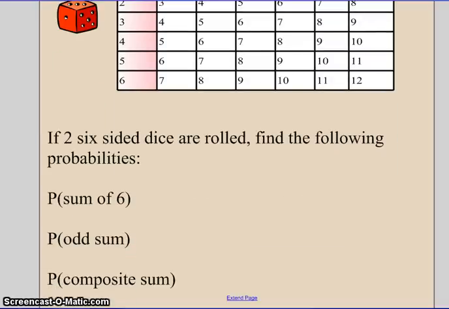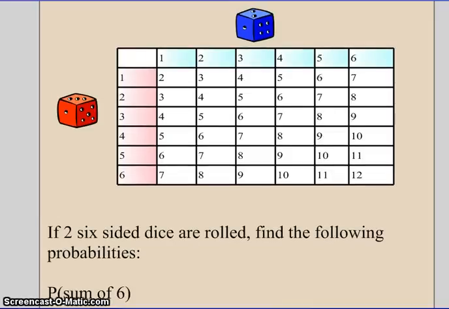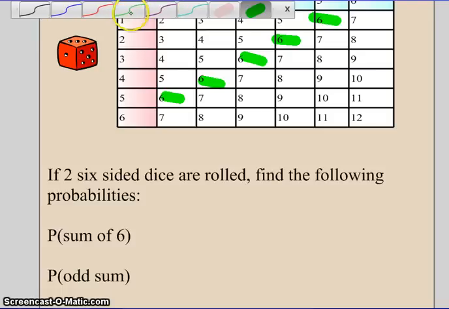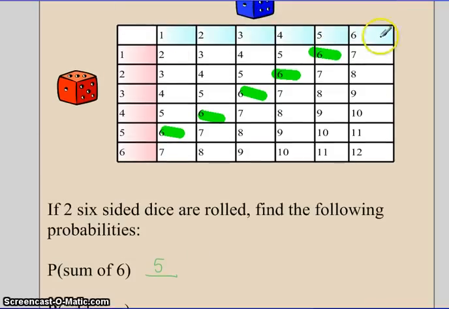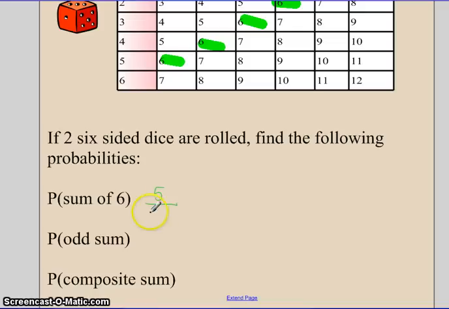So we're asked, if two six-sided dice are rolled, find the following probabilities. The probability of a sum of 6. So we can come into our sample space and highlight all the sums of 6 right here. So there's 5, so that would give us 5 out of, well, how many outcomes are possible? How many total outcomes are possible if you roll 2 dice? Well, we have 6 outcomes for one and 6 for the other. If you multiply that together, what do you get? 36. So the probability of getting a sum of 6 is 5 out of 36.